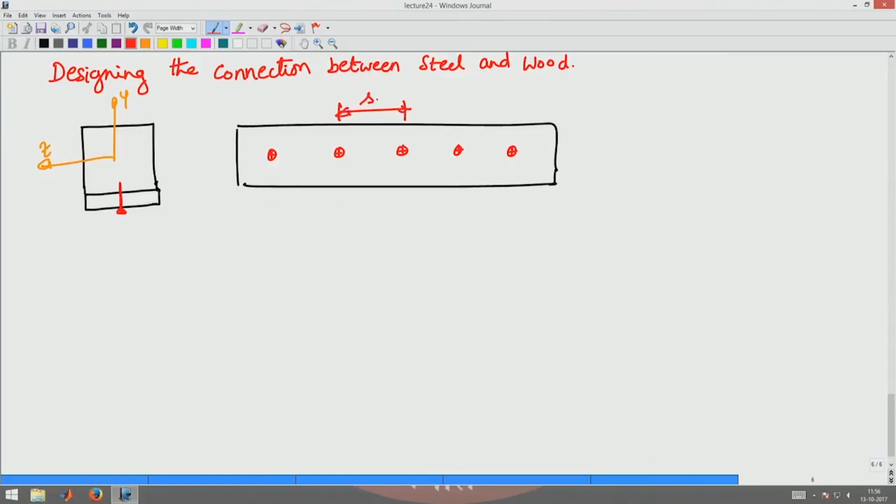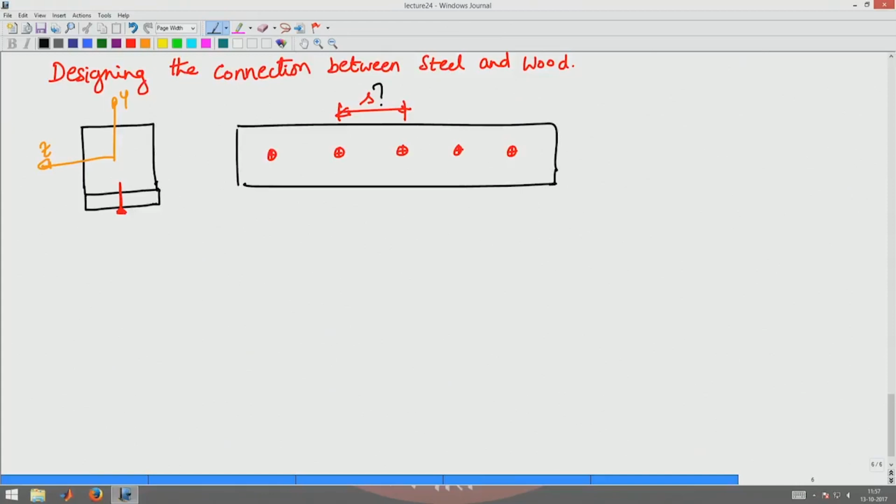What I am interested in is what the spacing should be so that I can get an integral action between the steel and the wood. We saw that shear stresses develop in the beam to maintain the integral action. If the steel and the wood were to deform differently, there would not be this integral action between steel and the wood.